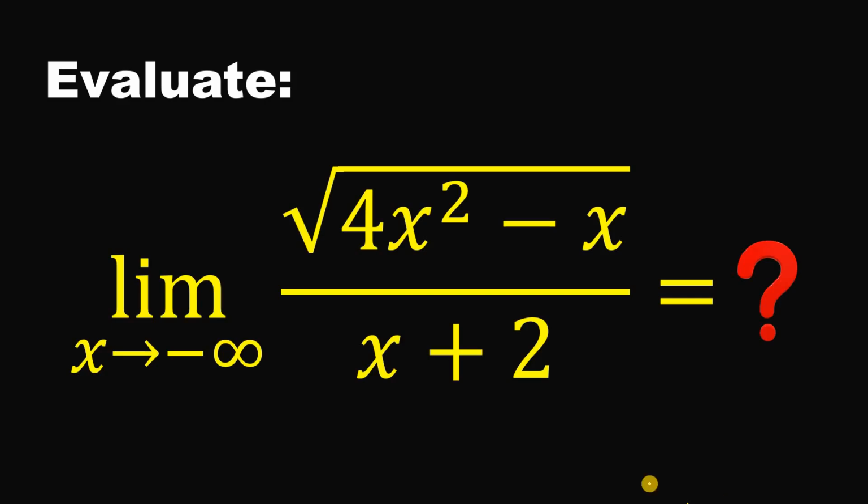Can you solve this math challenge? Here's the question. Evaluate: what is the limit of the square root of 4x squared minus x, all over x plus 2, as x approaches negative infinity?